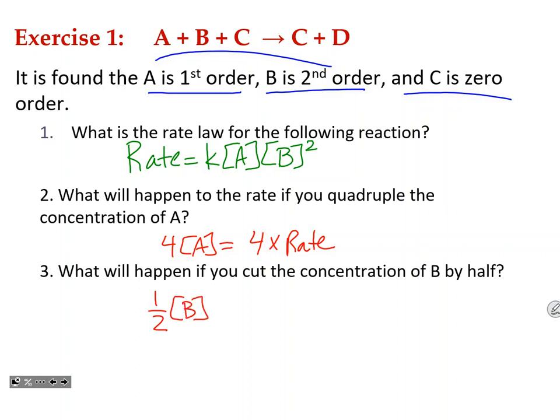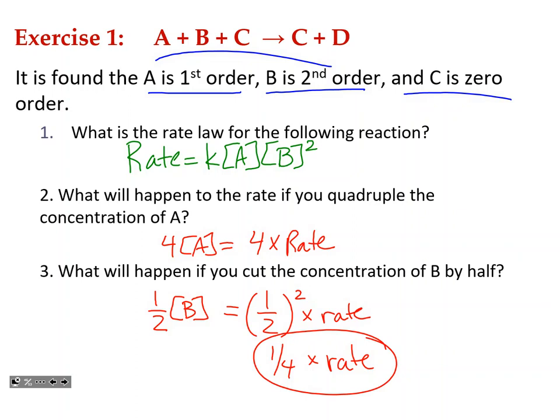1/2 of our concentration of B. What happens there? What type of order reactant is B? It's second order, right? So that means square of the change. So 1/2 of B is going to be 1/2 squared of the rate, so yes, it's 1/4 times the rate here. Very good. Exactly right.